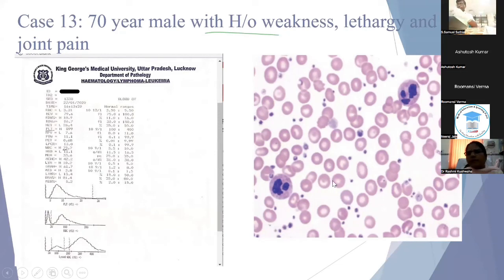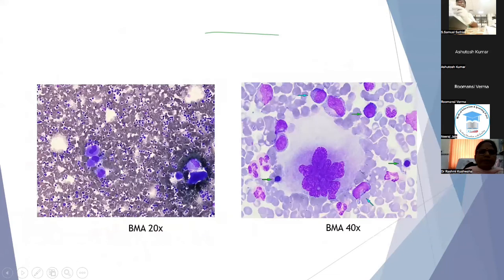Okay, this is the peripheral smear. In the peripheral smear, we see a large number of platelets. We see the presence of these neutrophils. This is the bone marrow aspirate, which is showing an increased number of megakaryocytes with some amount of clustering. This is a megakaryocyte which is hyperlobulated and has these rounded lobes.